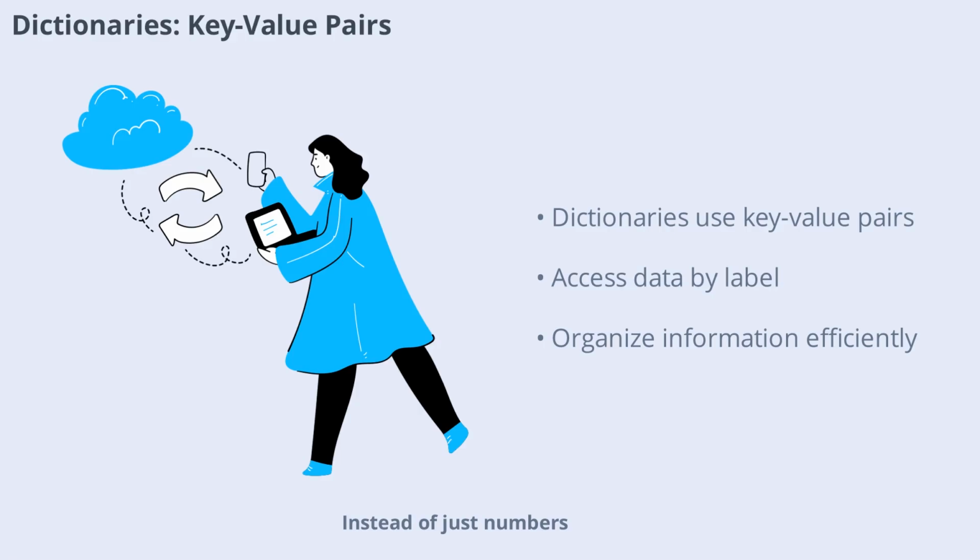Dictionaries are another way to store data, using key-value pairs. Instead of just numbers, you can use words or other types as keys to look up values. For example, you might use a dictionary to store a person's name and their phone number. Dictionaries are great for organizing information that you want to access quickly by a specific label.